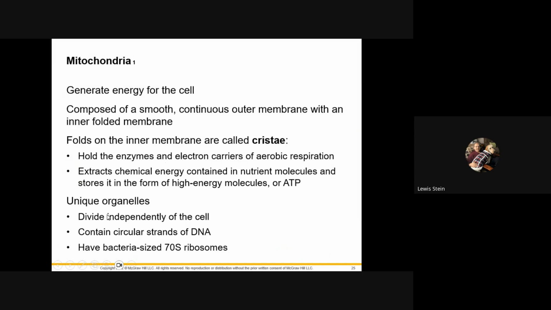So all of those things, it divides independently of the cell. It's got its own DNA, circular strands. It has bacterial-sized ribosomes. It can come and go.